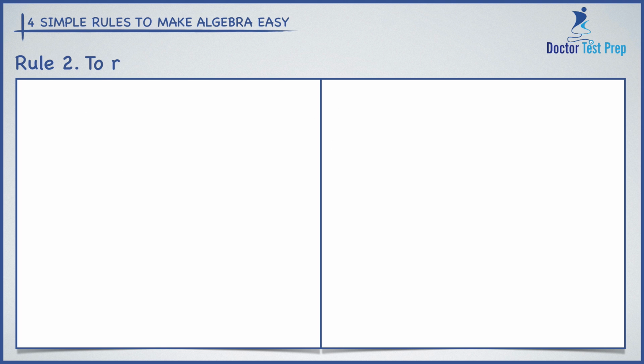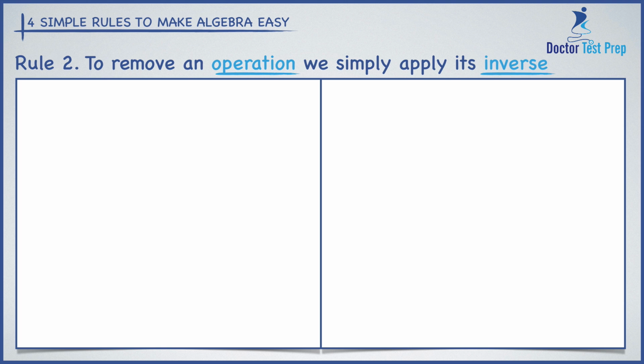Okay, let's have a look at rule number 2. To remove an operation, we simply apply its inverse. Now you might be thinking, hang on a minute, what's all this stuff about operations and inverses? What does all that mean? But it's actually very straightforward.